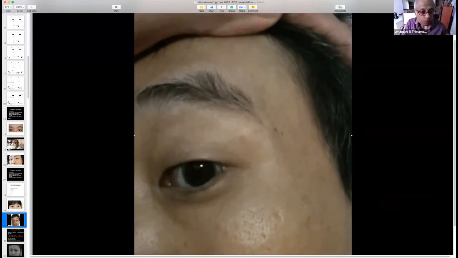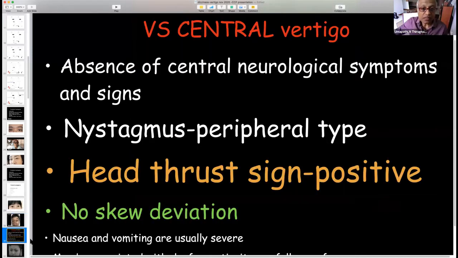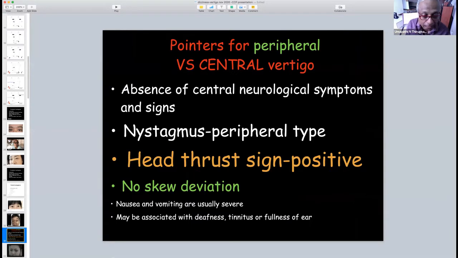Okay? So we already said, how do we differentiate peripheral and central disease? Well, firstly, look for associated central nervous system features, which is obvious to all of us. Then we already discussed, we spent quite a bit of time, how to discern a peripheral nystagmus from a central nystagmus. Now I'm going to come to the next most important aspect of vertigo management, which is the head thrust sign. How do you discern the head thrust sign?